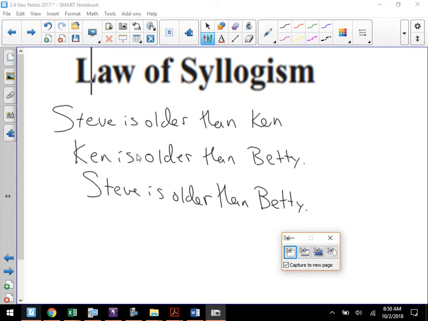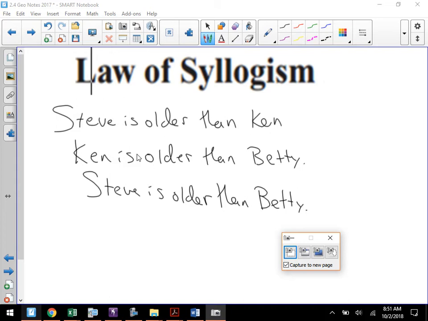The idea here is that syllogism is very smooth. It flows cleaner. If Moose eats a pizza, he has a Sprite. Moose ate a pizza, he had a Sprite. Steve's taller than Ken. Ken's taller than Betty. Steve's taller than Betty. It's smoother. It's a nicer, easier way to transition through the logic.